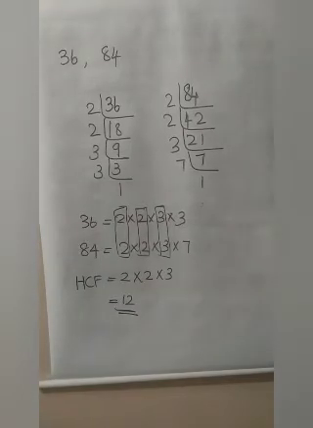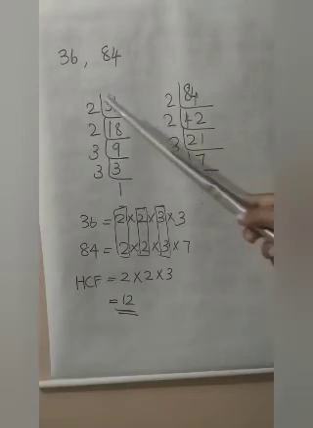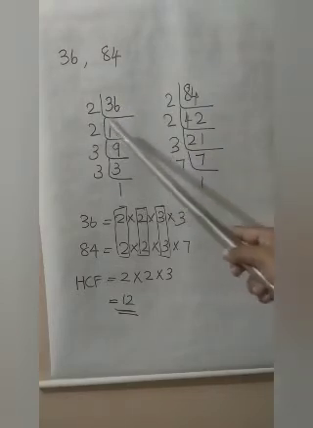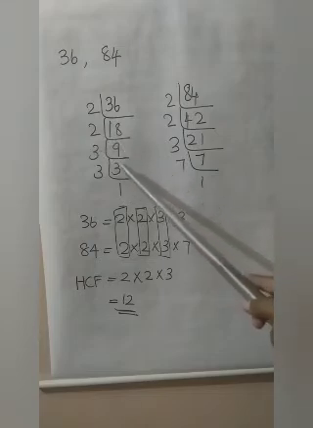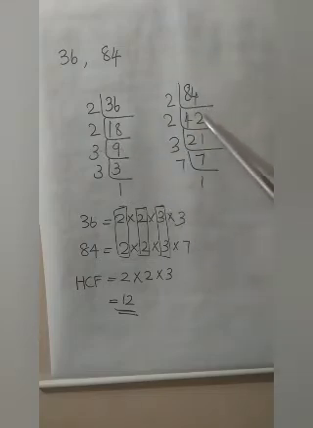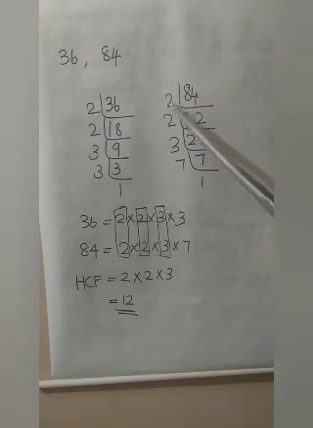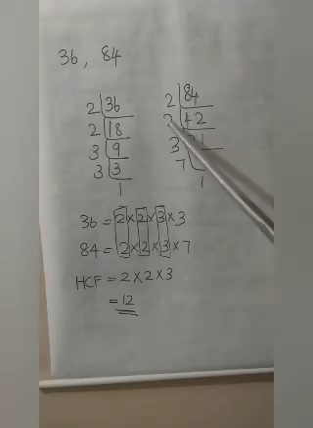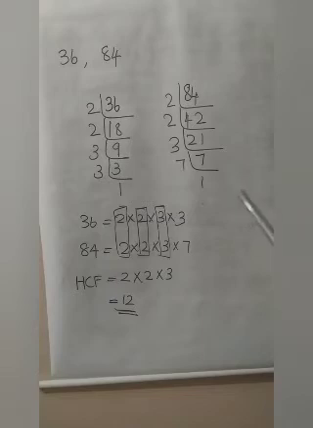Next example, 36 and 84. Factorizing 36: 2 into 18, again 2 into 9, then 3 into 3. 84 is an even number, so we can start with 2 again. 2 into 84 is 42, 2 into 42 is 21. Now you are getting 21, which is not an even number, so we go for 3. 21 is a multiple of 3, so 3 into 21 is 7. 7 is a prime number, so you can stop there.